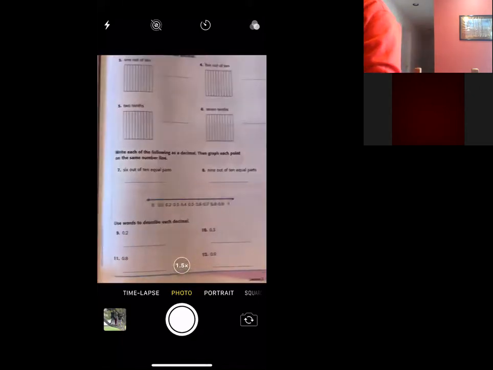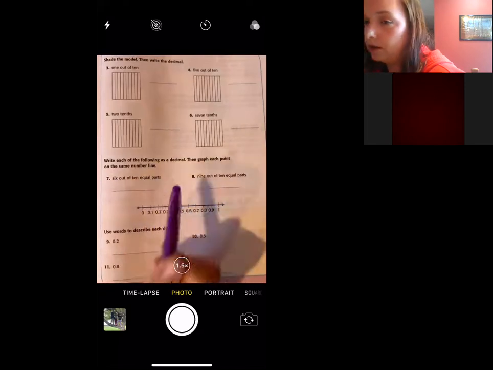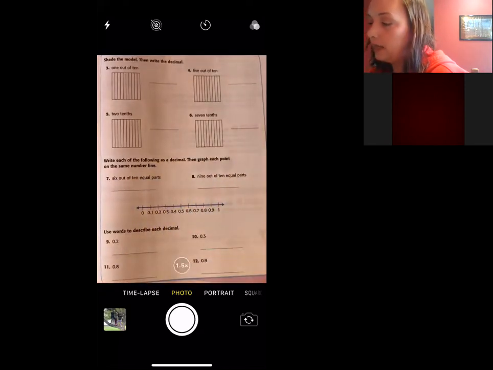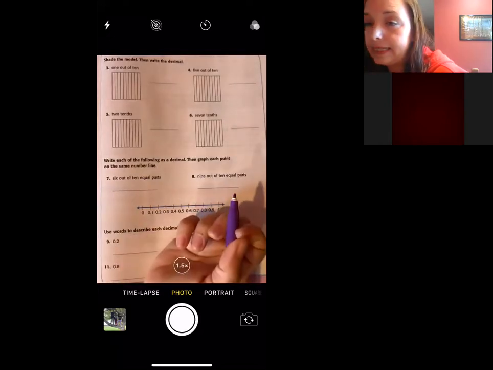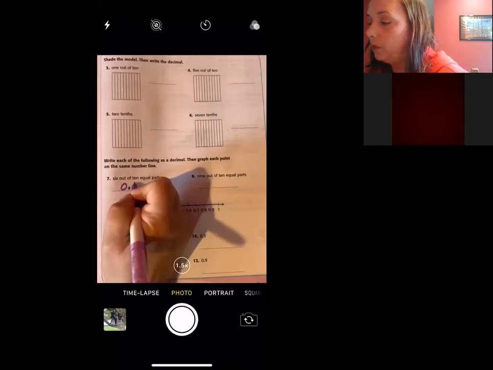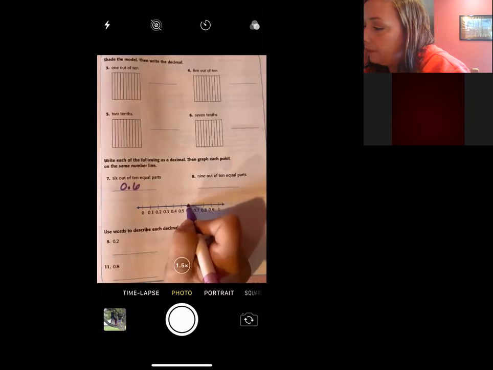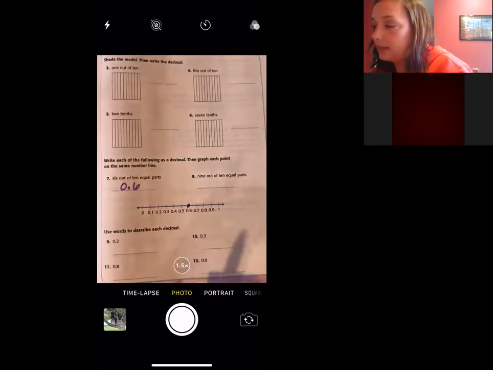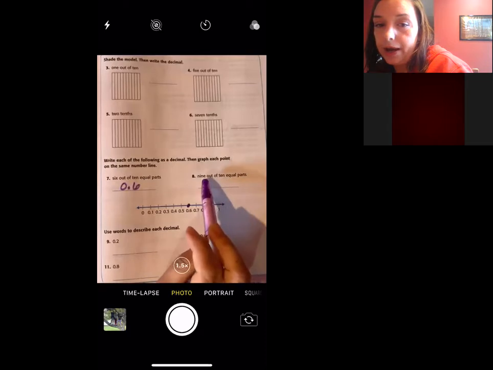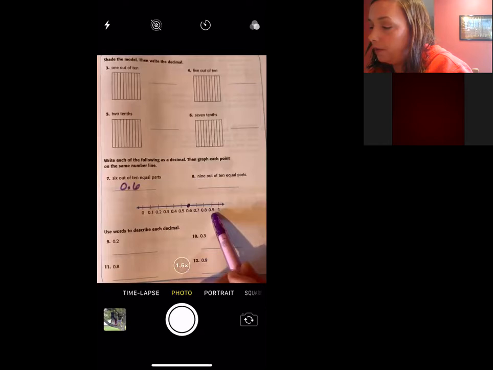All right. So it says write each of the following as a decimal, then graph each point on the same number line. Number 7 says 6 out of 10 equal parts. As a decimal, 6 out of 10 would be 6/10. So that's 0 in the ones place, a decimal point, and 6. Now on the number line, I go ahead and place a point at 0.6. You're going to do the same thing for number 8. You're going to write 9 out of 10 equal parts as a decimal, and then graph it on the number line.